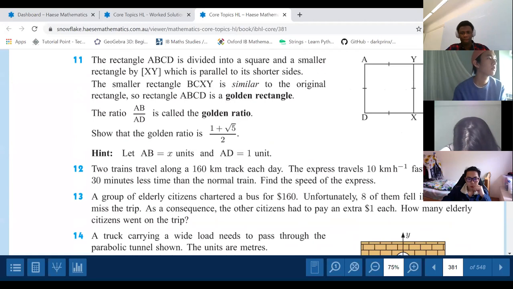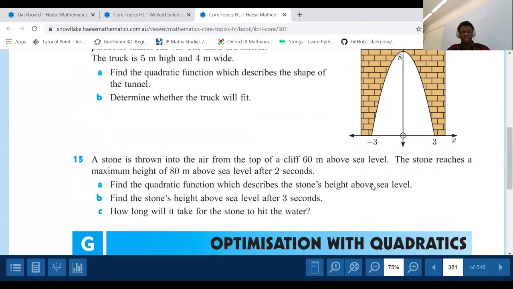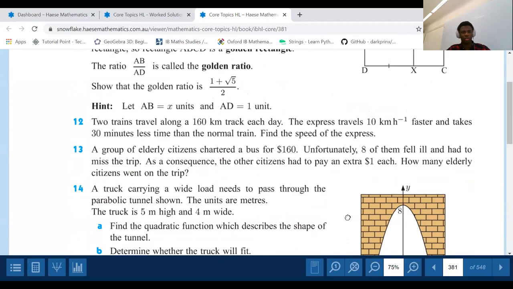So in particular, these last three questions, this is the last one. We've done optimization, so we're not going back to that. So this is the end of our quadratics. This one, try your best. This is about the golden ratio.